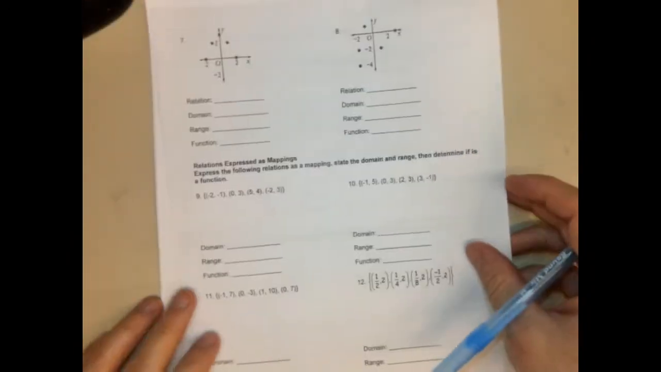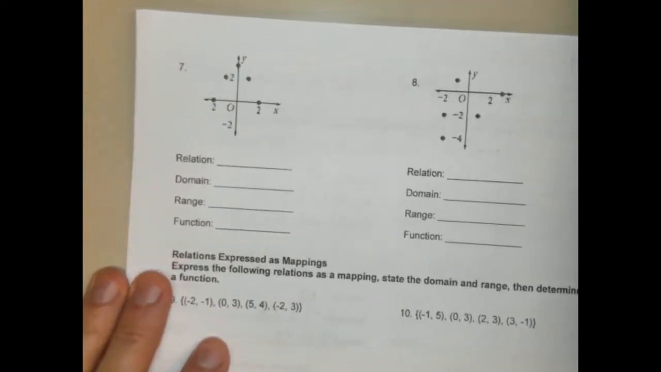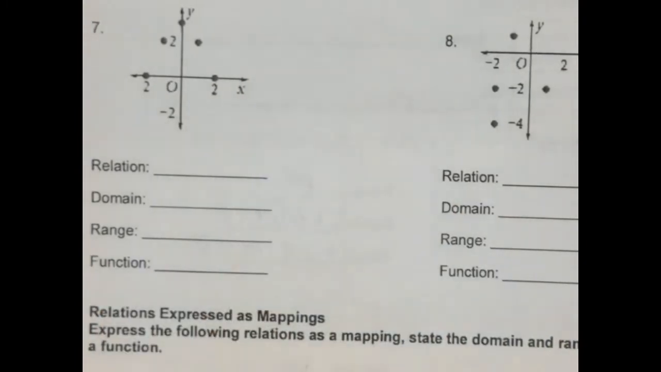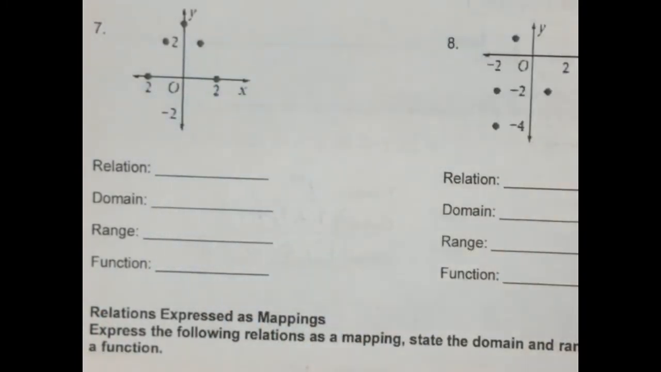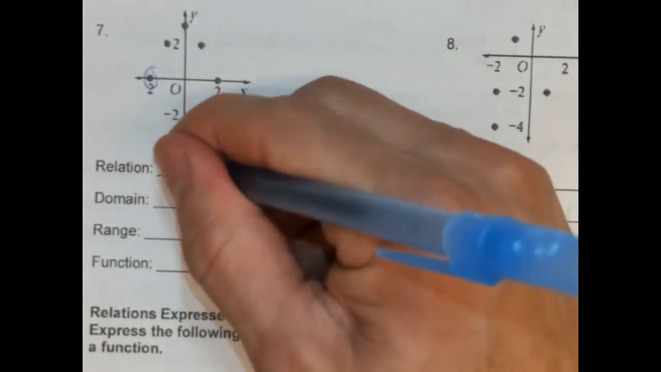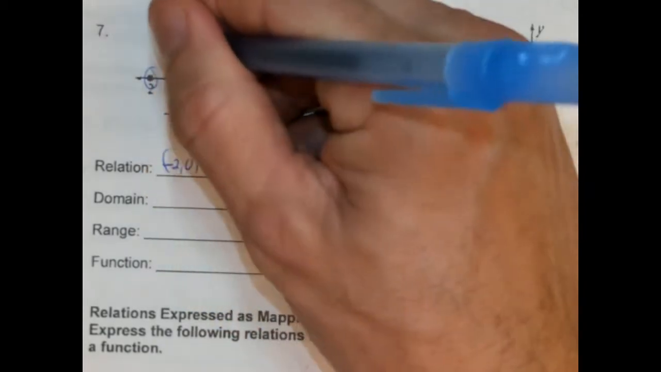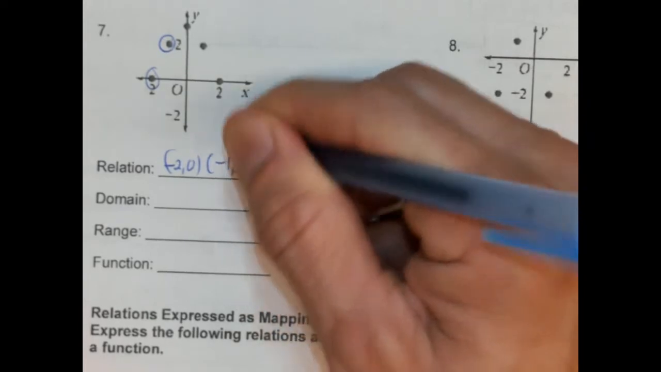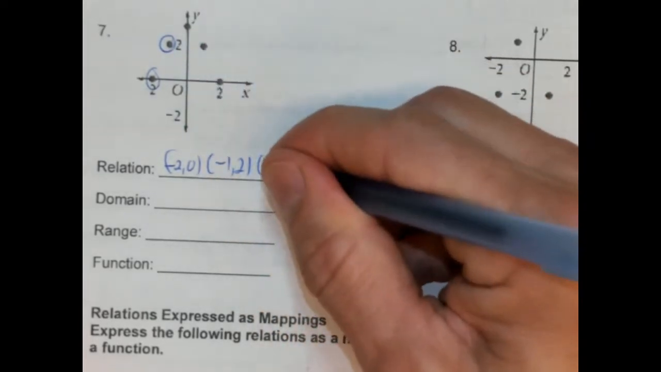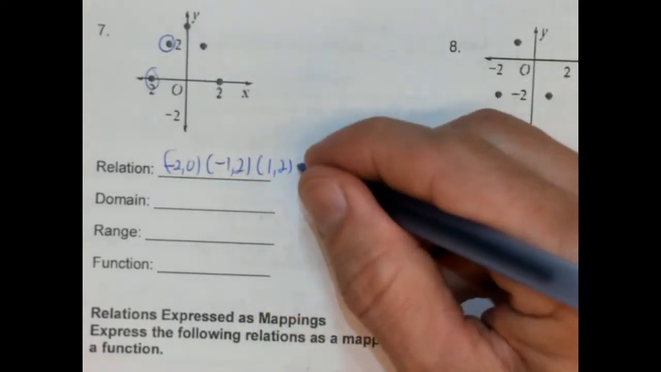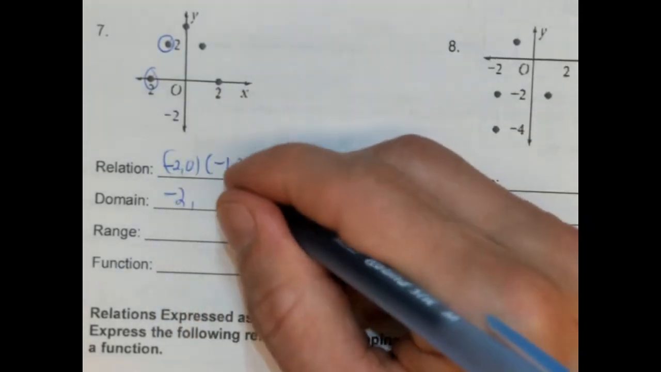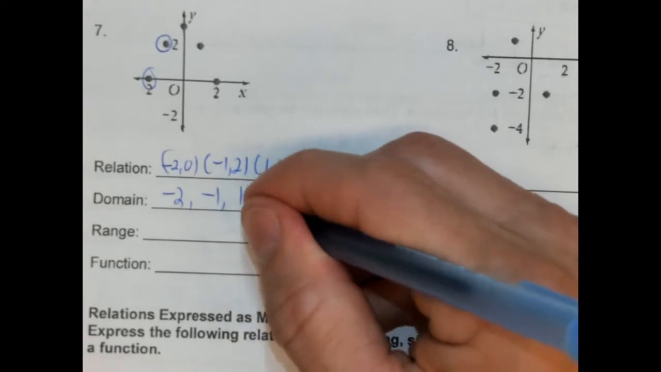Let's flip it over, and zoom in here. There you go. Okay, so we have right here, we're going to write down the coordinates. So negative 2, 0. Negative 1, positive 2. This is 1, 2. This is 2, 0. So domain, negative 2, negative 1, 1, and 2.